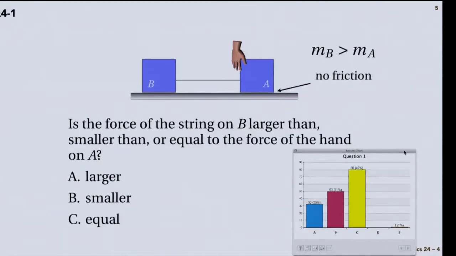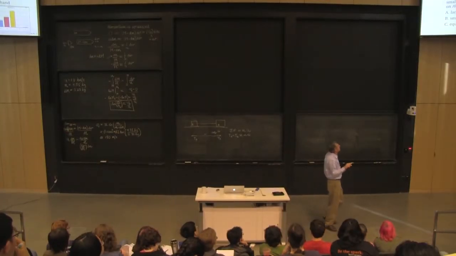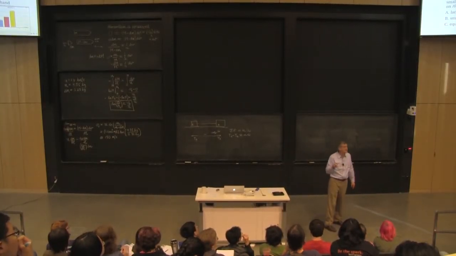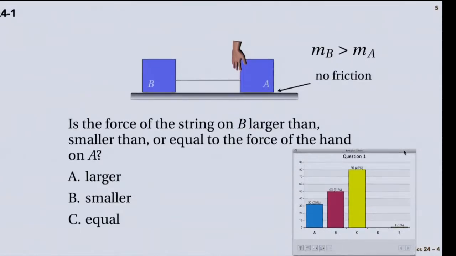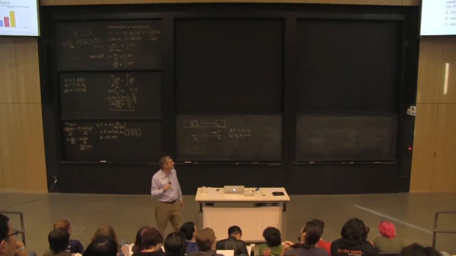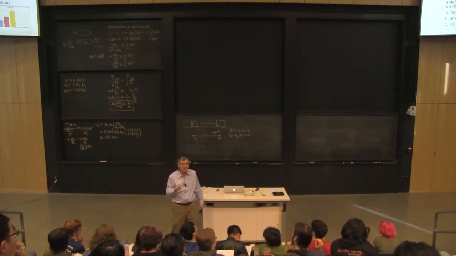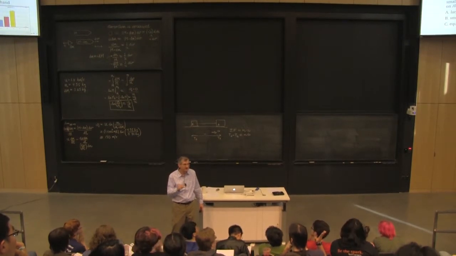So Marcy says the force of A on B is equal to the force of B on A. So does that imply that the force of the hand must be equal to the force of the string on B? Anyone for answer B? Yeah.